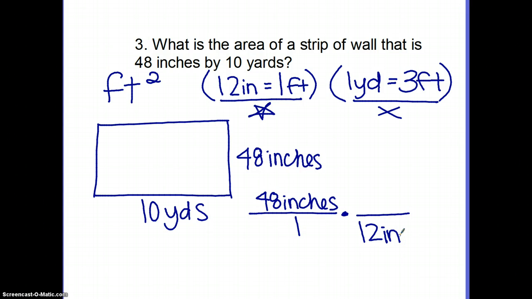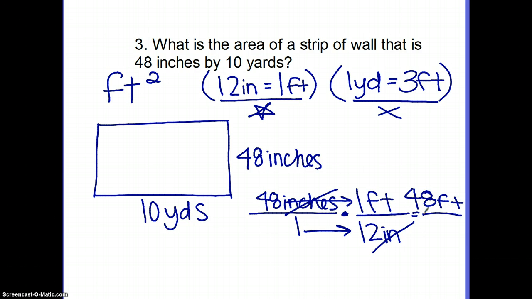And I know that's equal to 1 foot. So because those two things are equal, I got equal over equal. That equals 1. And I know inches cancels with inches, and I'm going to times straight across. So 48 times 1 leaves me with 48 feet.